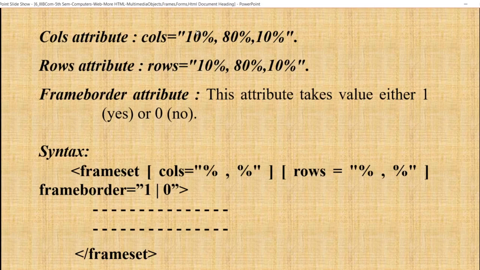So we have to specify the columns with percentages, into how many sections I can divide the frame. Here I have taken 10, 80, 10. My entire page is divided into 3 frames. One with 10%, another with 80% and the last one with 10%. Or else I can divide the frames with rows 10, 80 and 10. The difference is, if I use rows, the entire frame is divided into horizontal frames. If I use the cols attribute, the entire frame is divided into vertical frames.